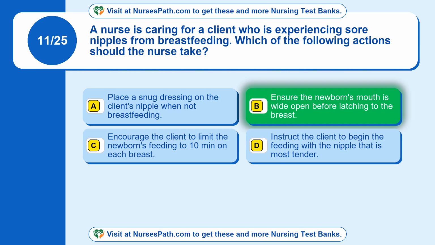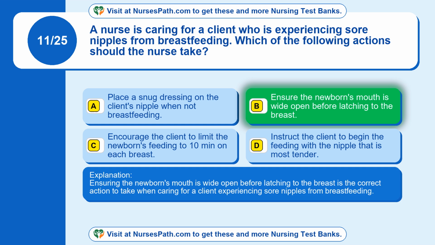The correct answer is option B. Ensure the newborn's mouth is wide open before latching to the breast. Ensuring the newborn's mouth is wide open before latching to the breast is the correct action to take when caring for a client experiencing sore nipples from breastfeeding.